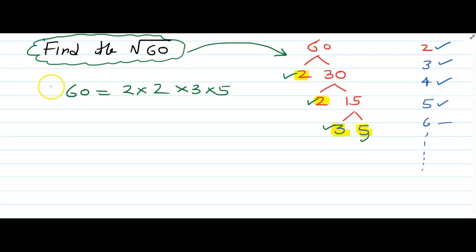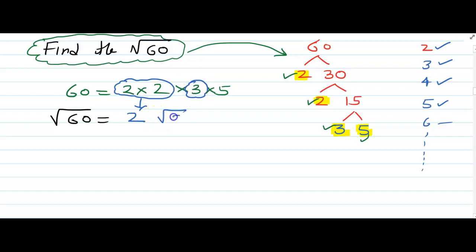Now our aim is, what is the square root of 60? These numbers are going to give you the square root. So how are we going to find it? If you see, these two 2's are in a pair. For one pair, you write down one 2. And this 3 is unpaired. The unpaired number stays with a square root sign. 5 is also unpaired, so it is with a square root sign. So your answer is 2, root 3 and root 5.